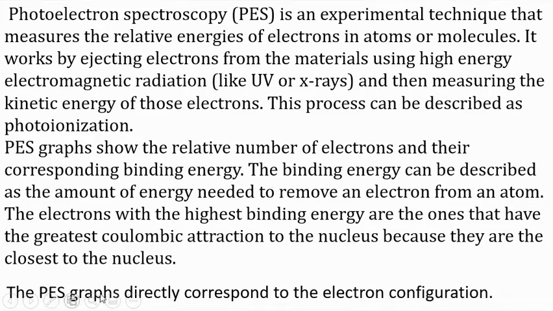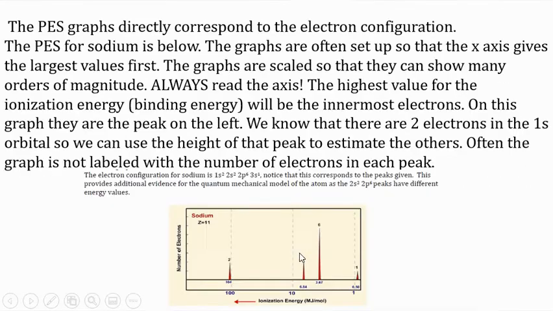So the graph is going to correspond to your electron configuration. Now, the first thing you need to do when you read these graphs is look at the x-axis. Sometimes these graphs are written with the bigger number on the left side. Sometimes they're flipped around and it's written over here. So you've got to orient yourself and find that big number.